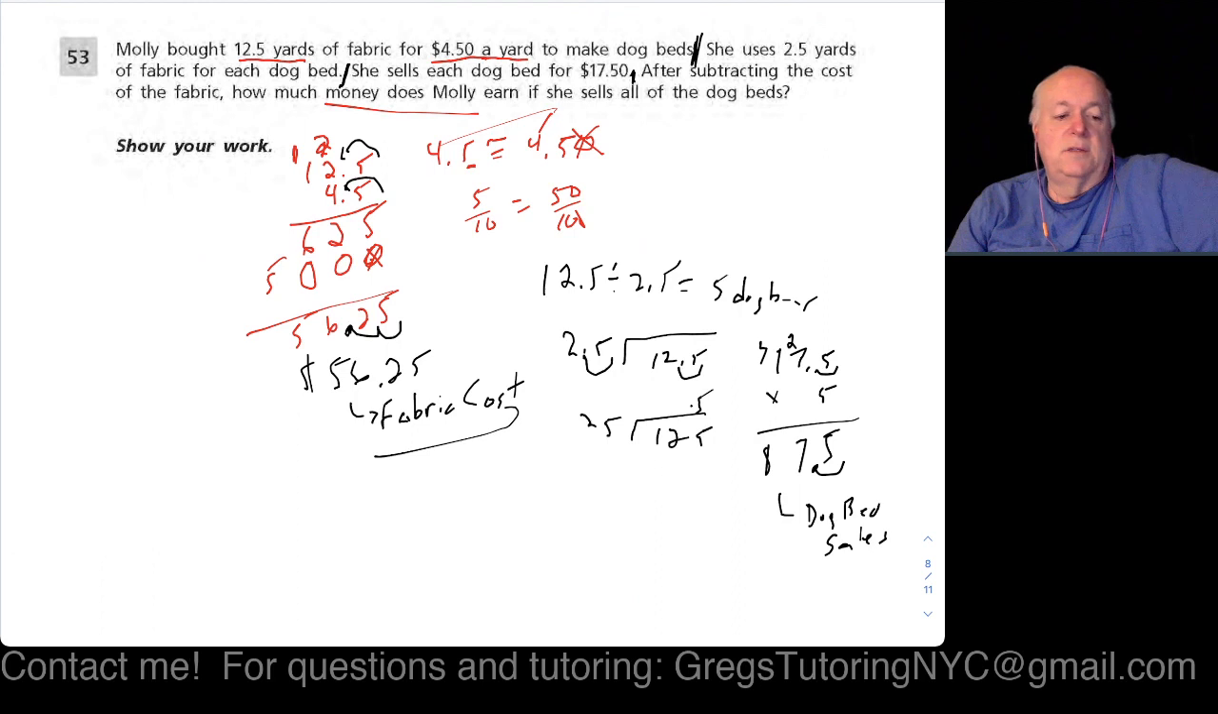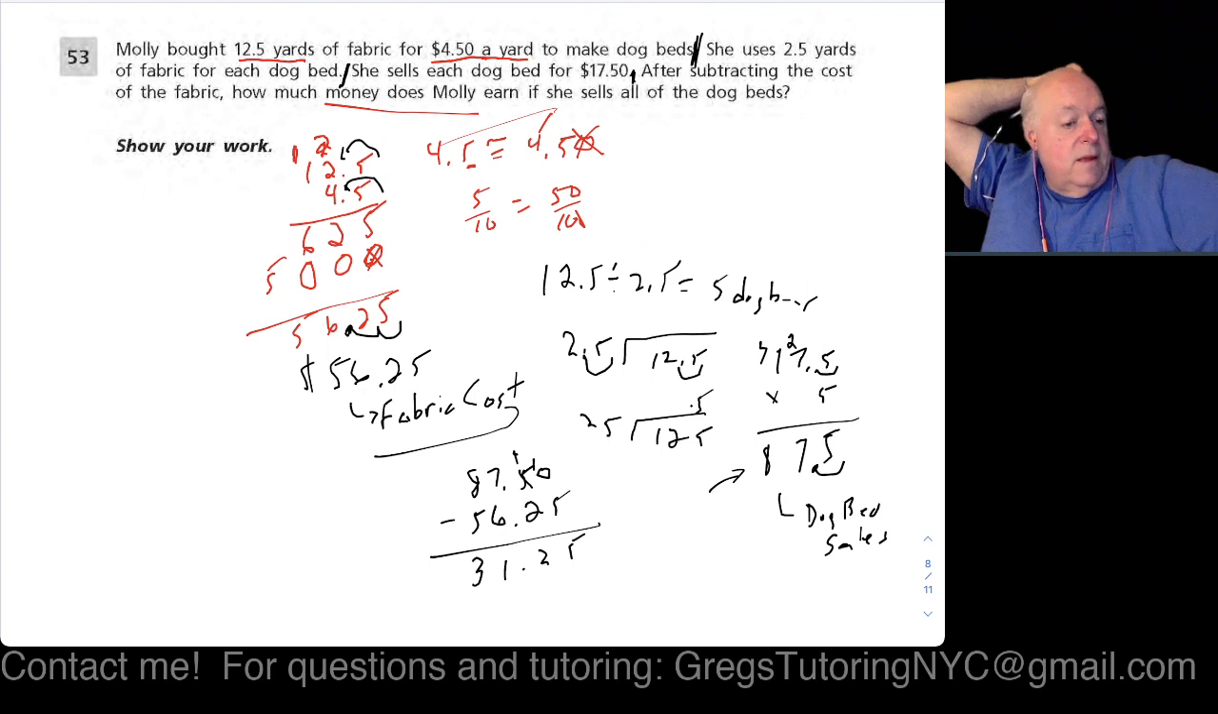So we have 80, right? We have 87.50. Okay, and we're going to add that 0 back because we're going to subtract from it 56.25. Okay? And that's all we have to do is subtract that now. So we need to borrow, so that's a 4, that's a 1, that's 5, that's 2, that's 1, and that's 3. So we get 31.25. And that is how much she earned.